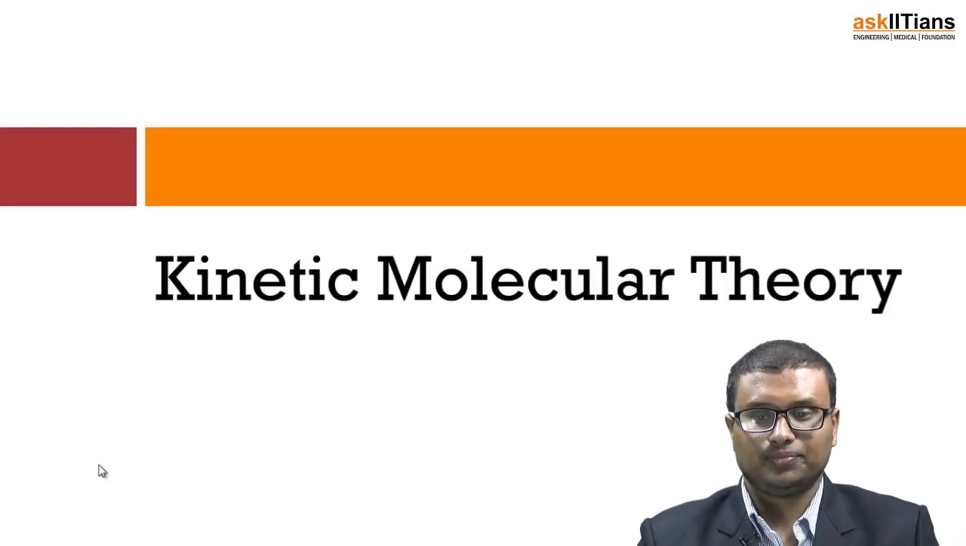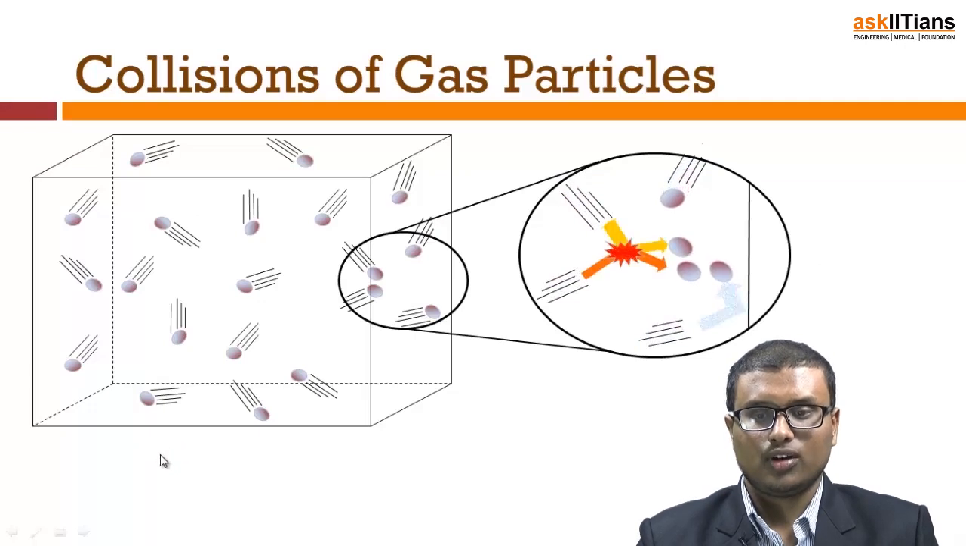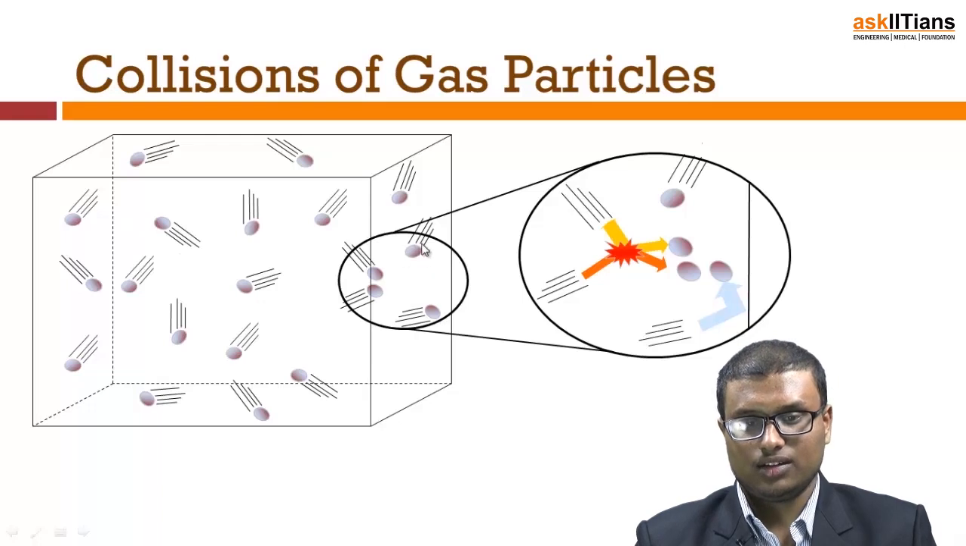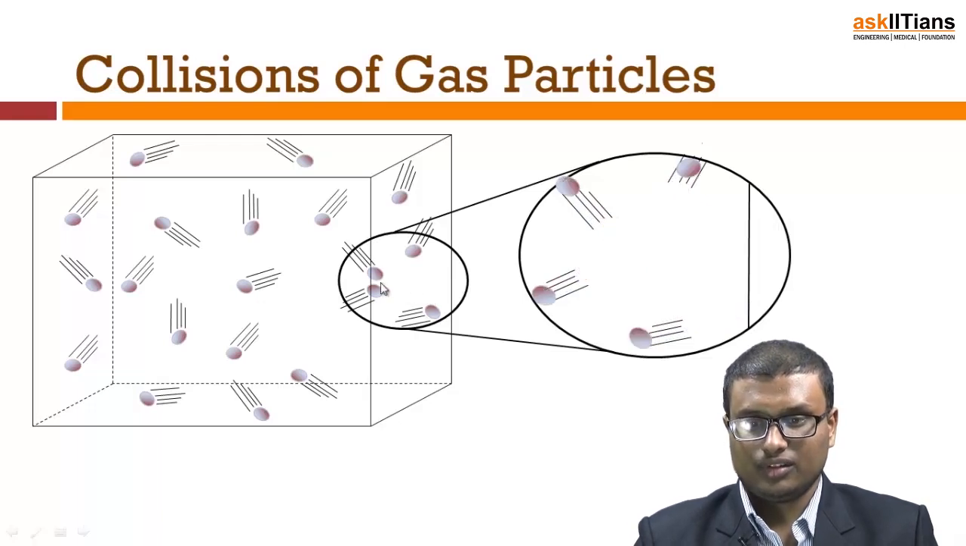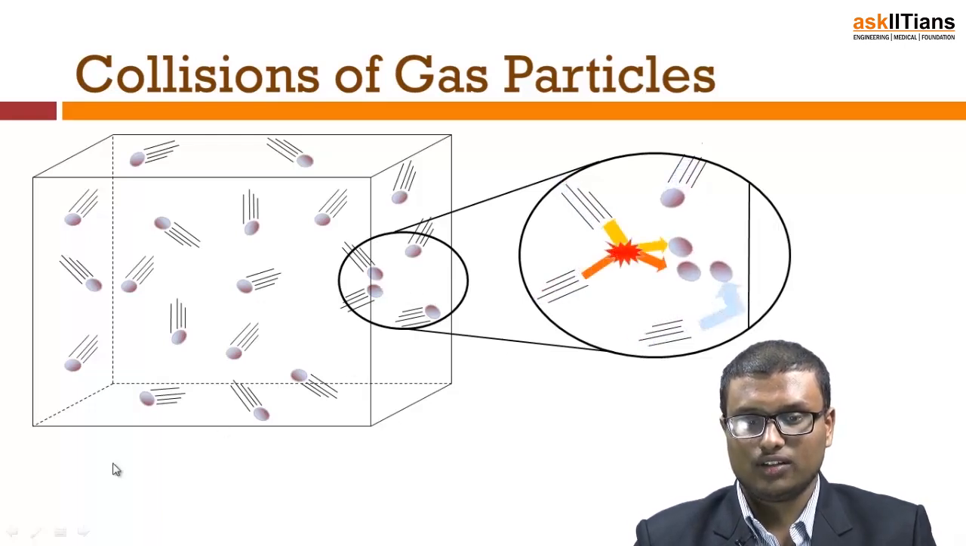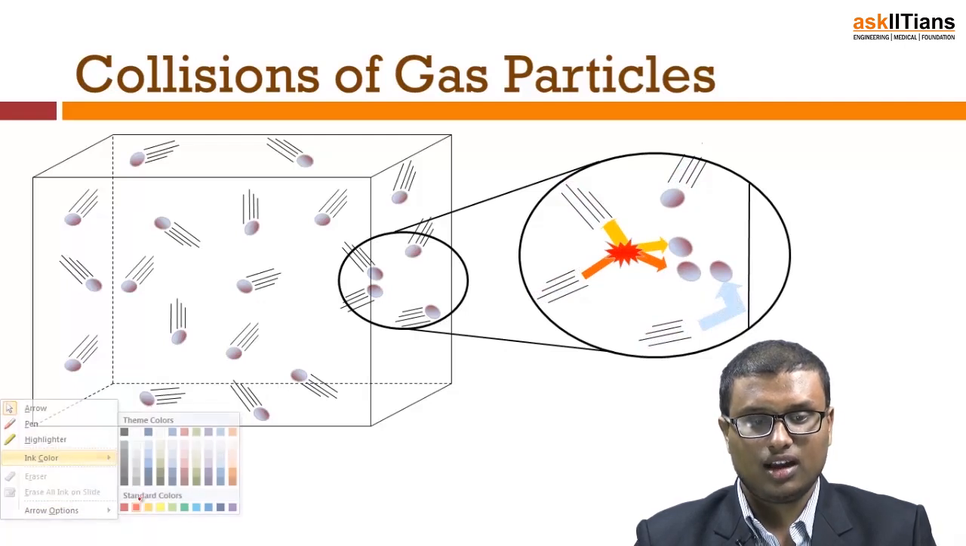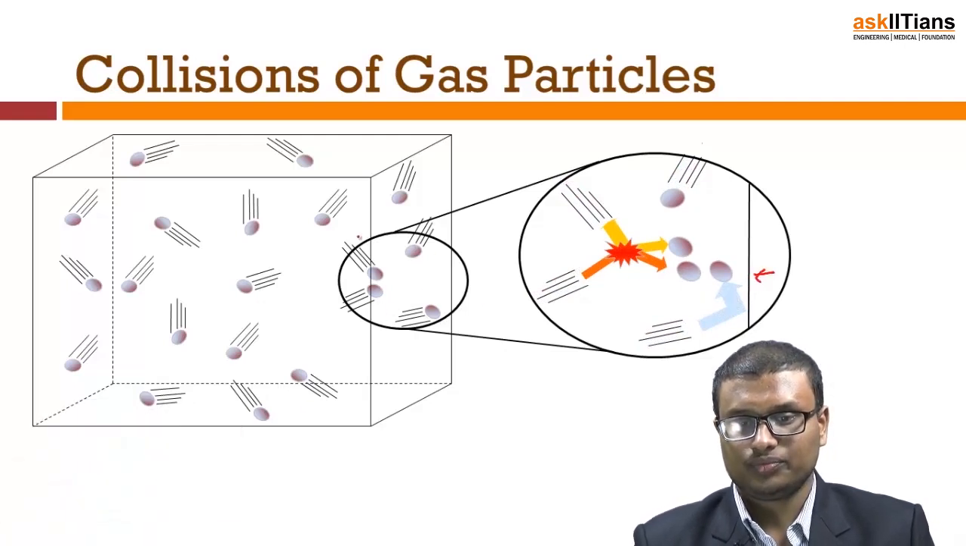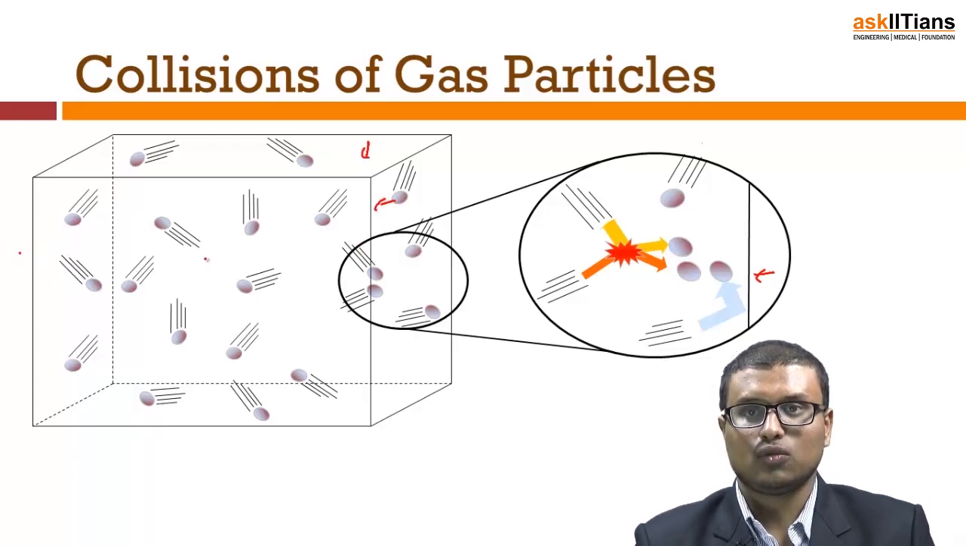Kinetic molecular theory. You can see in this animation that you consider a container, and there are gas molecules, right? These gas molecules always collide with the container. This is the wall of the container. Since this is a cube, you have 6 walls.